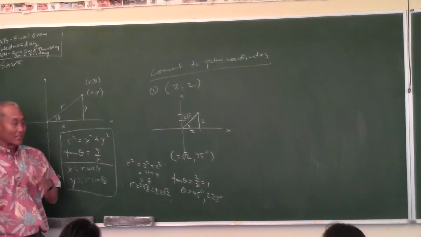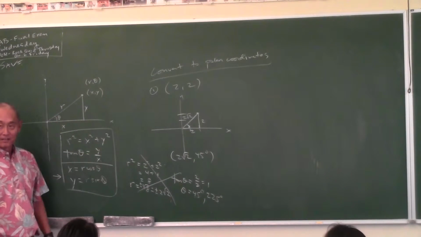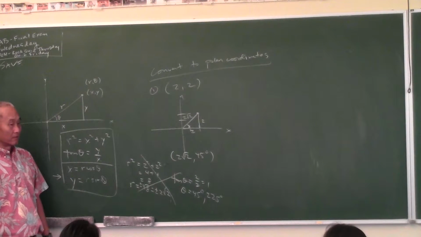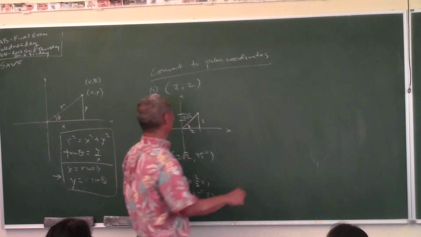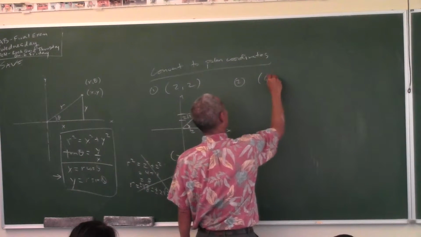Okay, so the lesson is, don't do it the book way. Do it the park way. Yes? What are we supposed to do if it's not 2, 2? Okay, here's another example. Convert to polar coordinates: 0, negative 3.